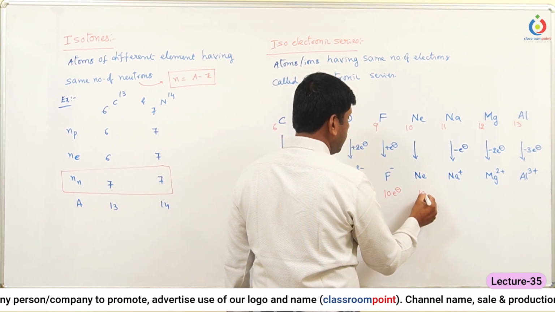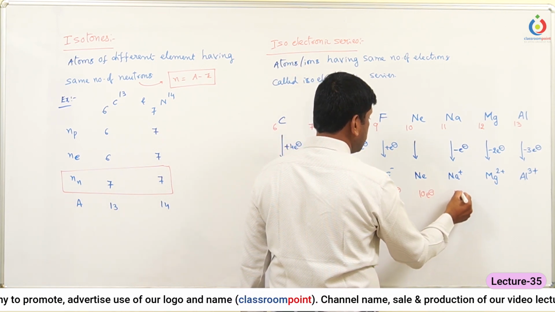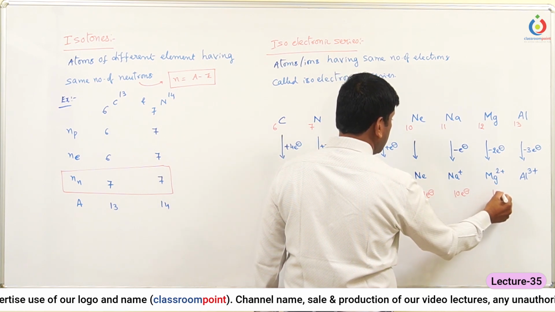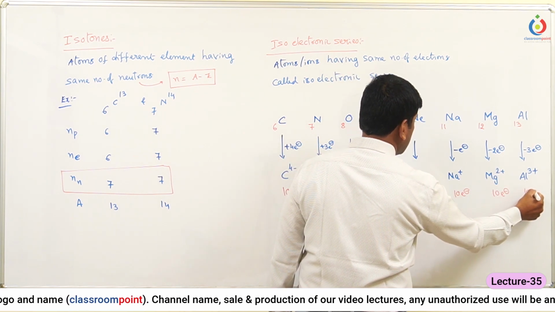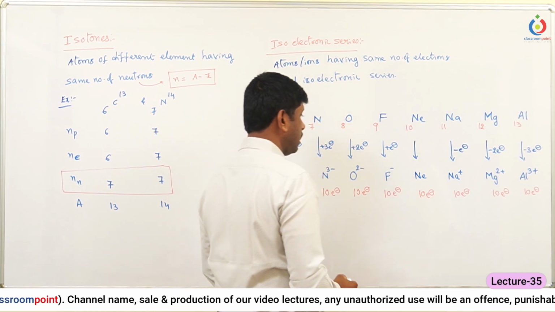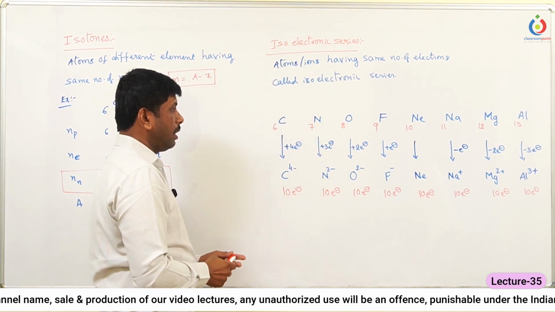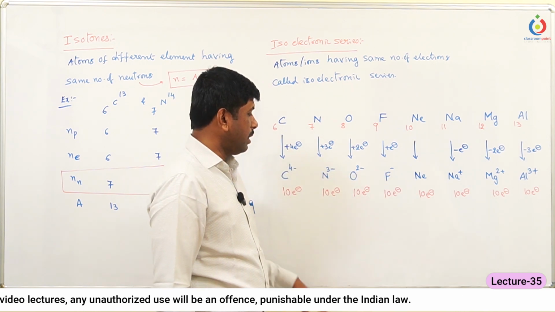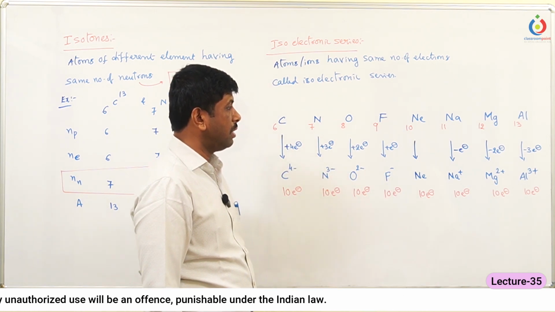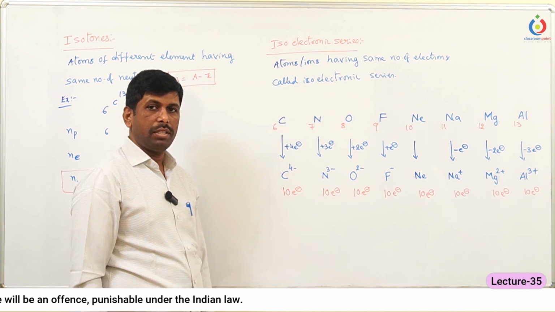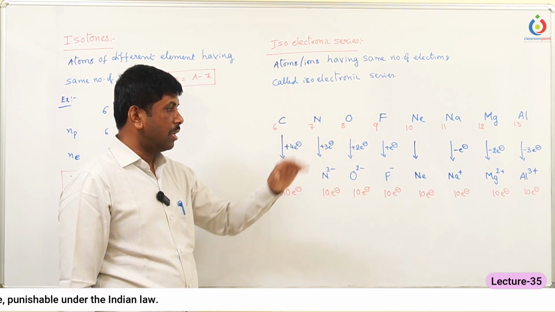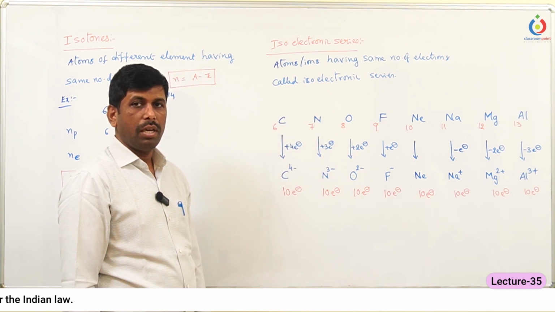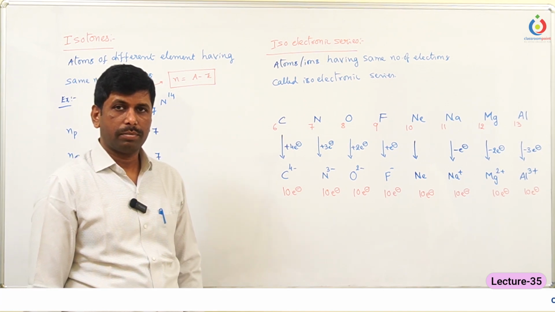Now let us see their electrons now. Neon is having 10 electrons. Sodium also having 10 electrons. Magnesium also having 10 electrons, whereas aluminum is also having 10 electrons. So here atoms or ions having the same number of electrons are known as isoelectronic in nature, and the series of these elements or ions are known as the isoelectronic series.